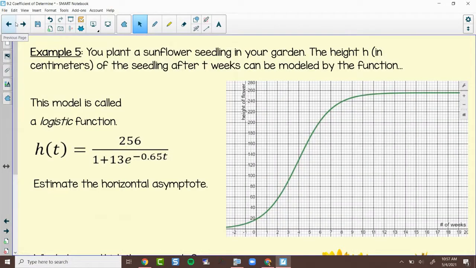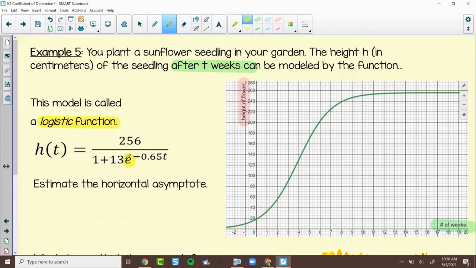So we are planting a sunflower in our garden. We have the height of the flowers in centimeters after a seedling has been planted after a certain amount of weeks. This model we've never seen before. It's actually called a logistic function. It almost looks like our rational function mixed with our exponentials. It's like those two got together and created a whole new function called the logistic one.